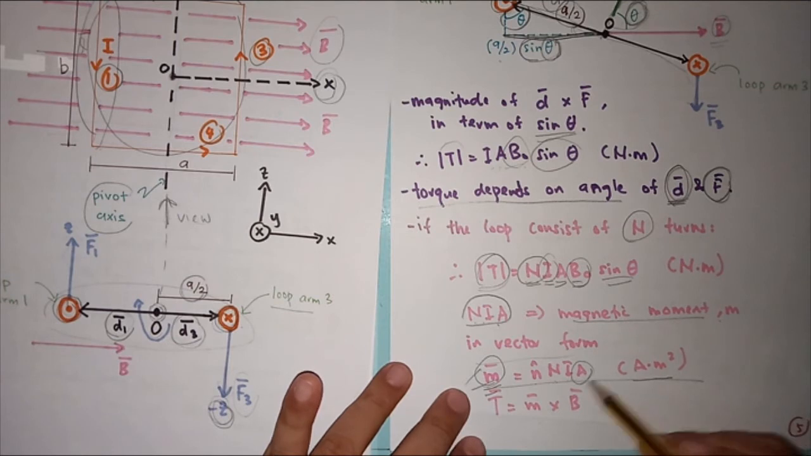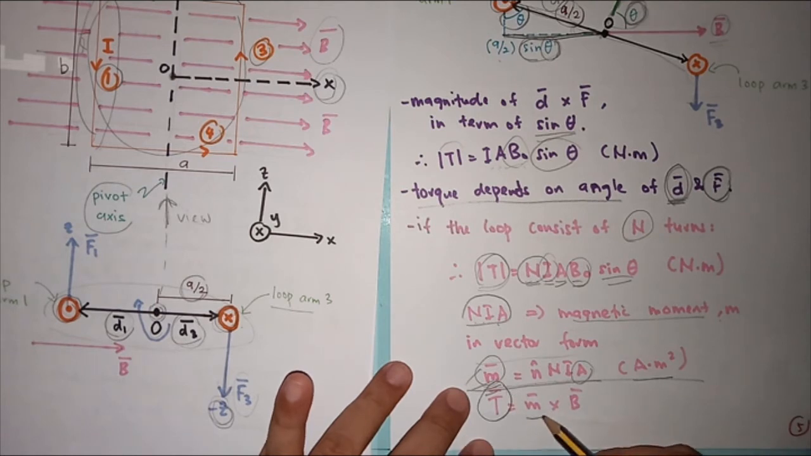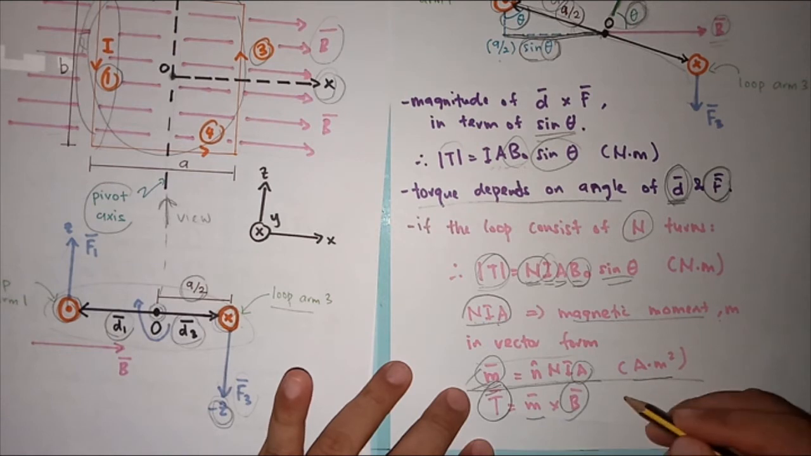And then from this expression, we can have another general expression: the vector of torque is equal to vector m cross vector B, and the unit is still the same for the torque, Newton meter.